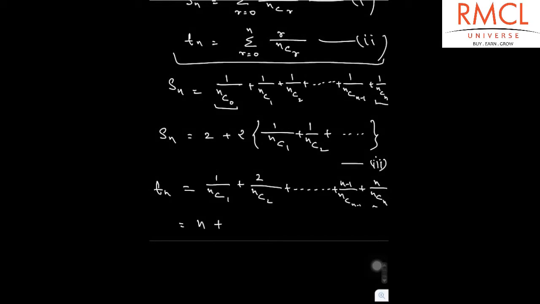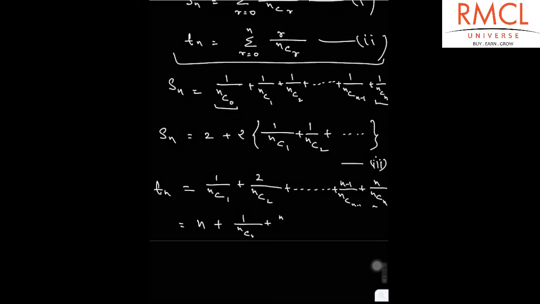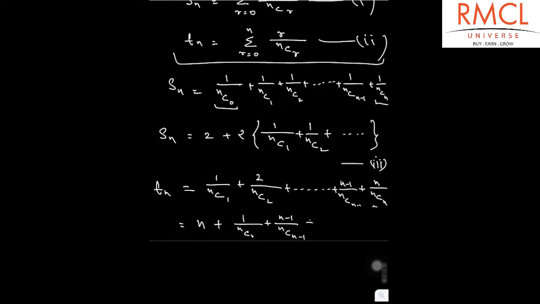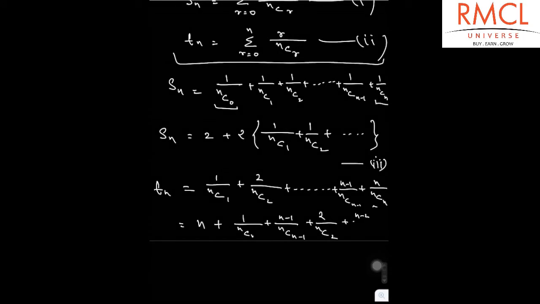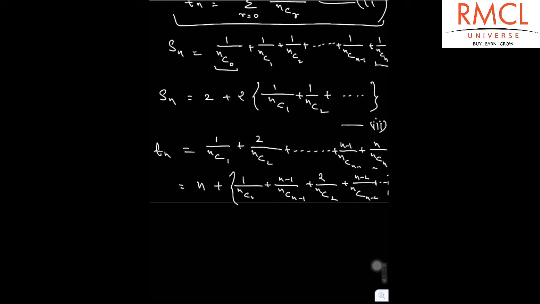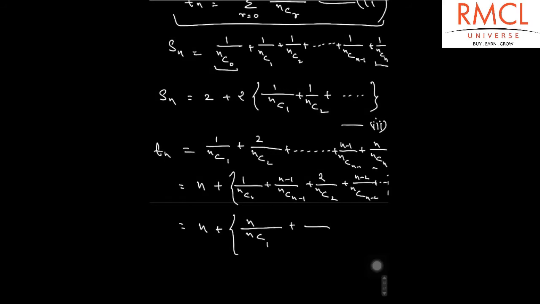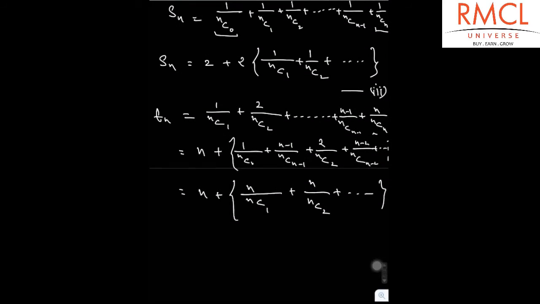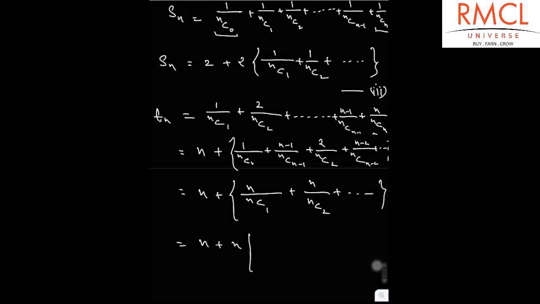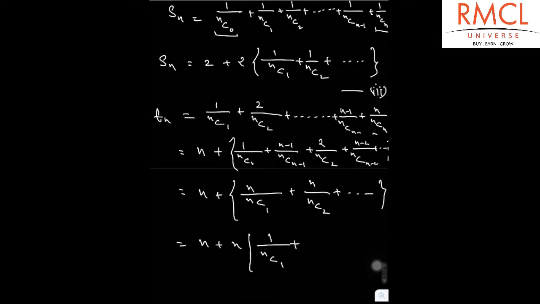Okay, and if you add 1 divided by nC1 plus (n minus 1) divided by nC(n minus 1), and similarly if you add 2 divided by nC2 plus (n minus 2) divided by nC(n minus 2) and so on, it will become n plus n divided by nC1 plus 2n divided by nC2 plus and so on. If you take n common, you will have n plus n in brackets 1 divided by nC1 plus 1 divided by nC2 plus 1 divided by nC3 and so on.